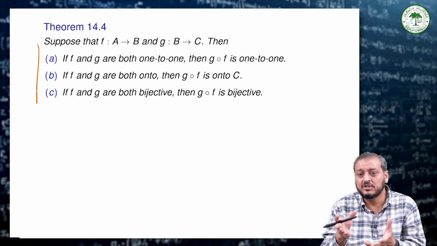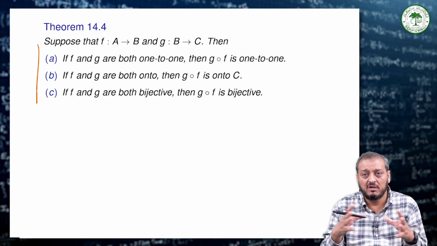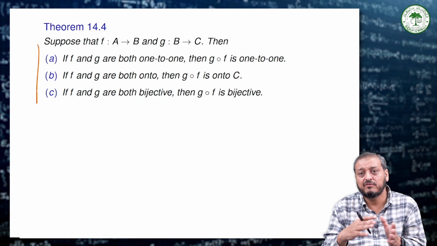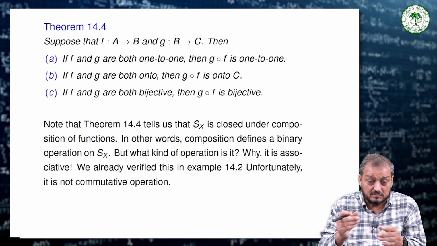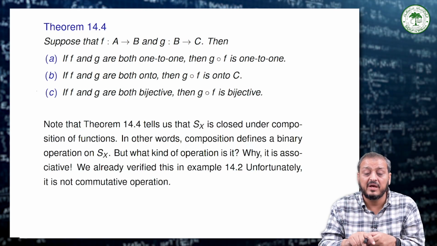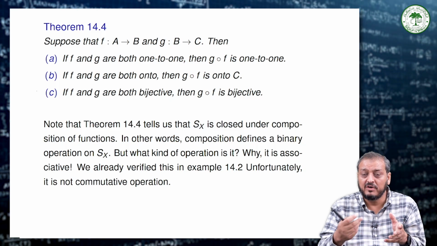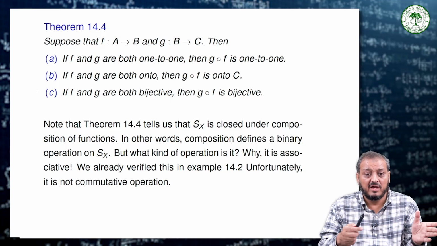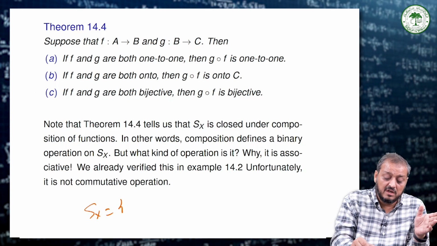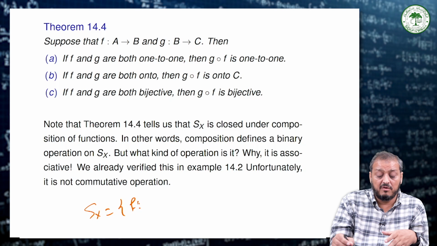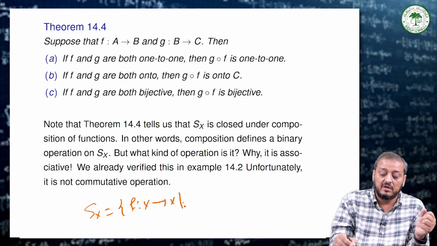Because composition is a function, we have to take a permutation. Permutation means all the collections of bijections from set X to X. Note that this theorem tells us that Sx is closed under the composition of functions. So Sx is the set of all bijective functions from X to X.